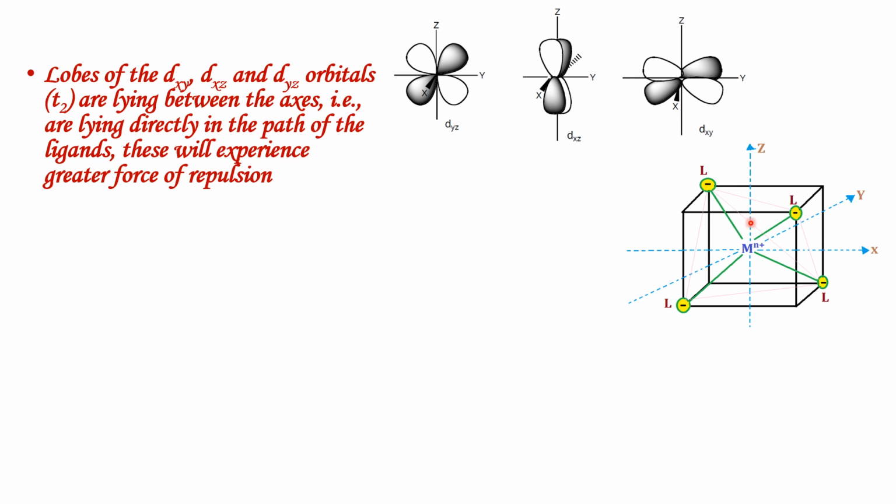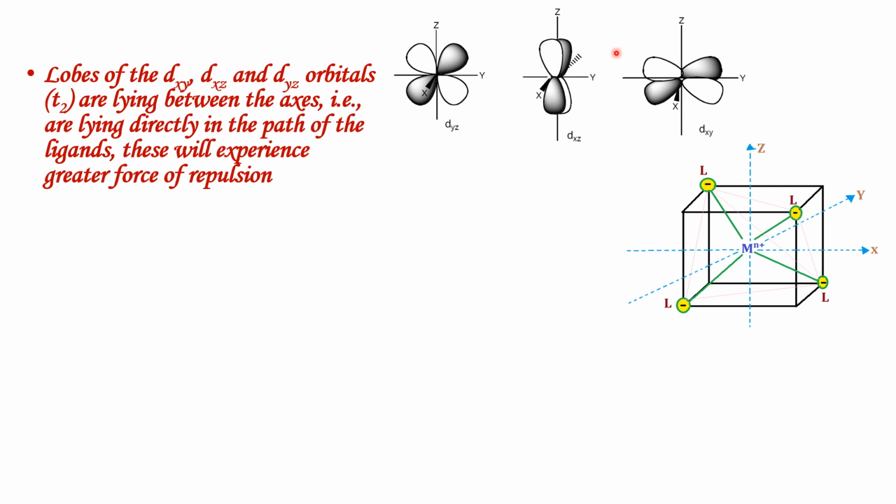Here the ligands are also approaching the metal ion not along the axis but in between the axes. So these non-axial orbitals and these ligands are in the same direction. So the electrons of these non-axial orbitals of the metal and the electrons of the ligands will experience a greater force of repulsion. So they have higher energy.